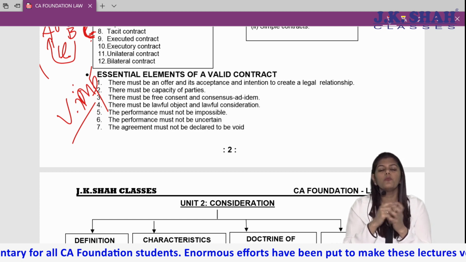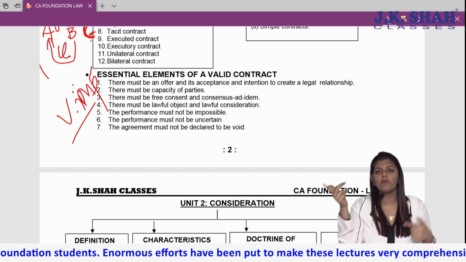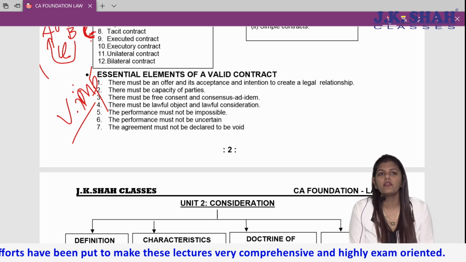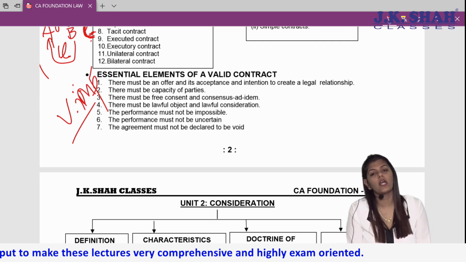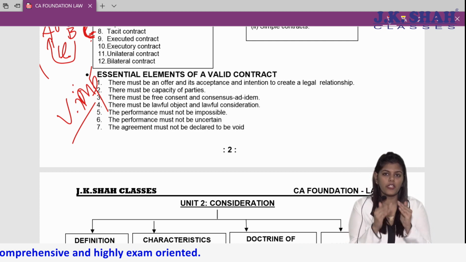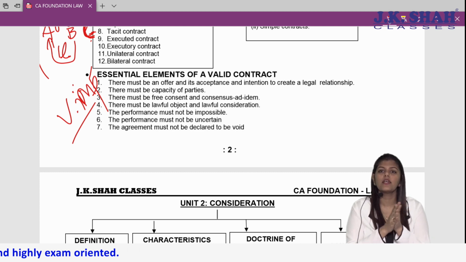I want to sell you my house. I have 2 houses, Mumbai and Bangalore, let's say. So let's say I just offer you the house. You might think she is selling the Mumbai house. I might think I am selling the Bangalore house. So this is not a valid contract. So for a valid contract, there should be meeting of minds, that is consensus ad idem.